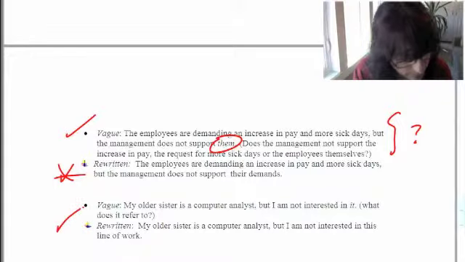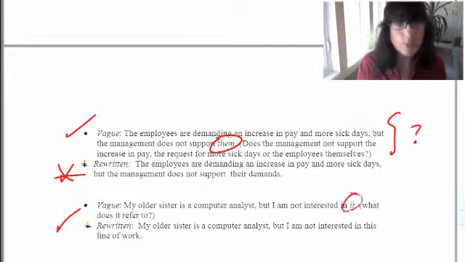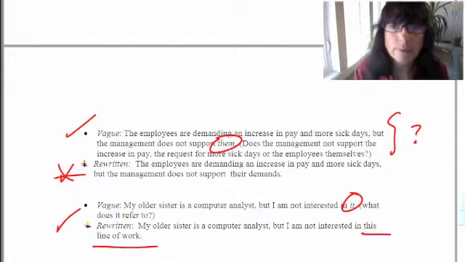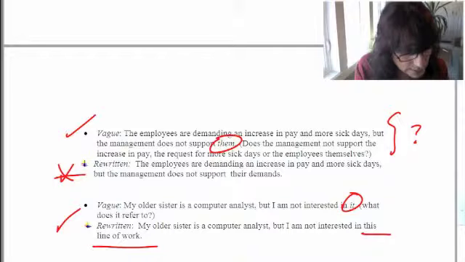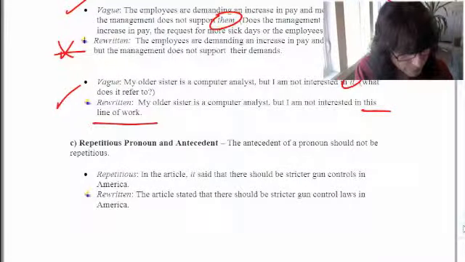And the final example right here, my older sister is a computer analyst, but I'm not interested in it. In what? What are you not interested in? It's a little bit vague, the use of the pronoun it. So I would have rewritten that and said, my older sister is a computer analyst, but I am not interested in this line of work. More specific, it's more descriptive, and it's too vague using the word it. So those are some examples when pronouns just are not very effective.